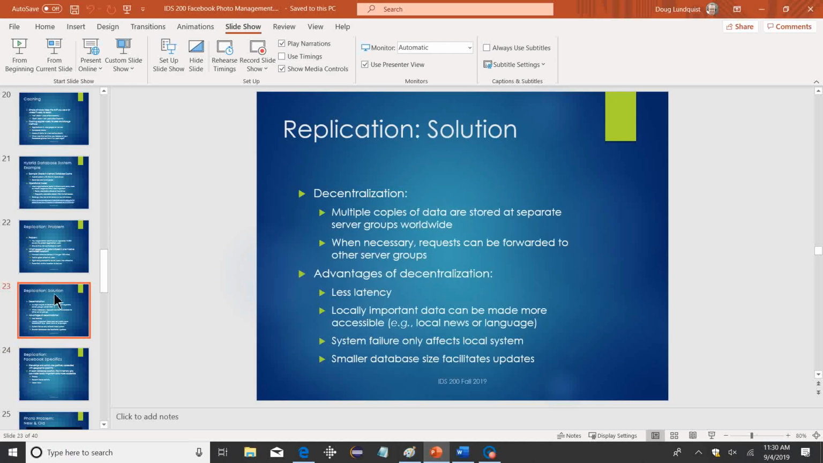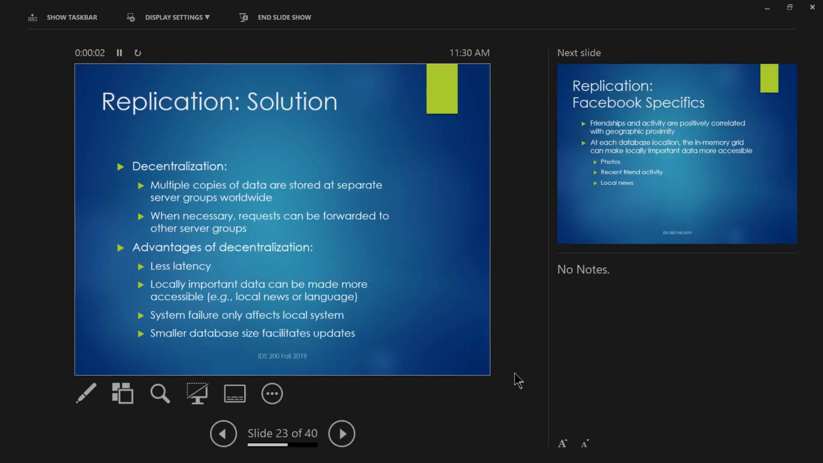What else? Yeah. So the advantages, yeah, less latency. It takes less time for the request to go through. Latency just means the delay between making a request and getting the response. Locally important data is more accessible, right? Because the people have next to them, near them, what they want. And any kind of system failure only affects the local system. So if something goes wrong, if LA, their system catches fire, the rest of Facebook all around the world is still operating just fine. Okay.